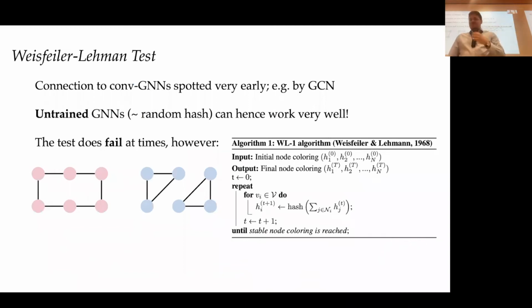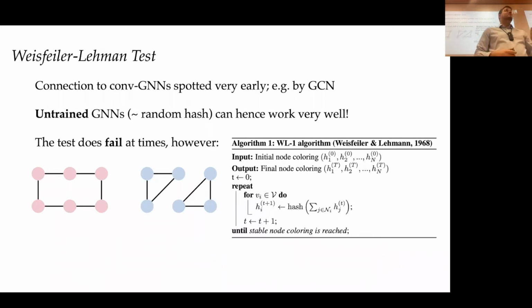And, you know, this feels a lot like a graph neural network, right? Because you're passing neighborhood information along the edges of the graph and using that to update your representations. So people were able to spot the connection to this test very early. And as early as the GCN paper, you have the statement of the Weisfeiler algorithm inside that paper.